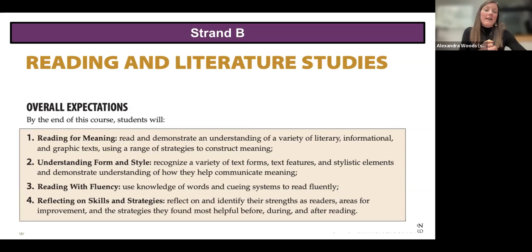And then also that reflective piece, so reflecting on their skills and their strategies. So what are their strengths as readers? What are the areas for improvement? And what strategies did they find most useful when they were reading?